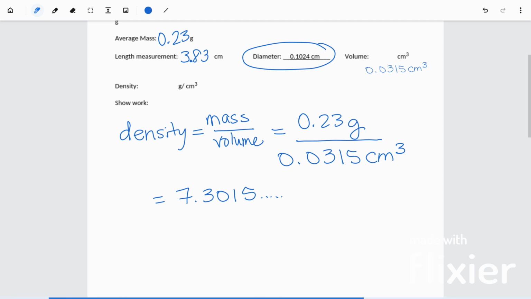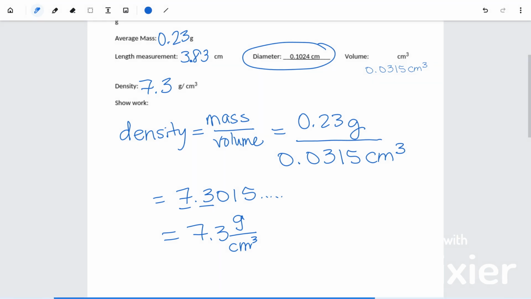Since the average mass had only 2 digits, I'm just going to keep 2. 7.3. And what are my units for density? Well, it's mass divided by volume. The mass was in grams, and the volume we know was in centimeters cubed. So we're going to put this up here for our answer.